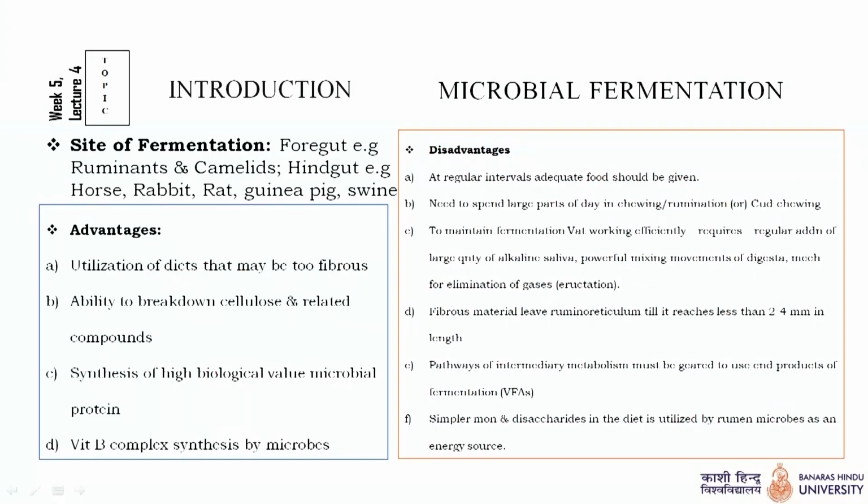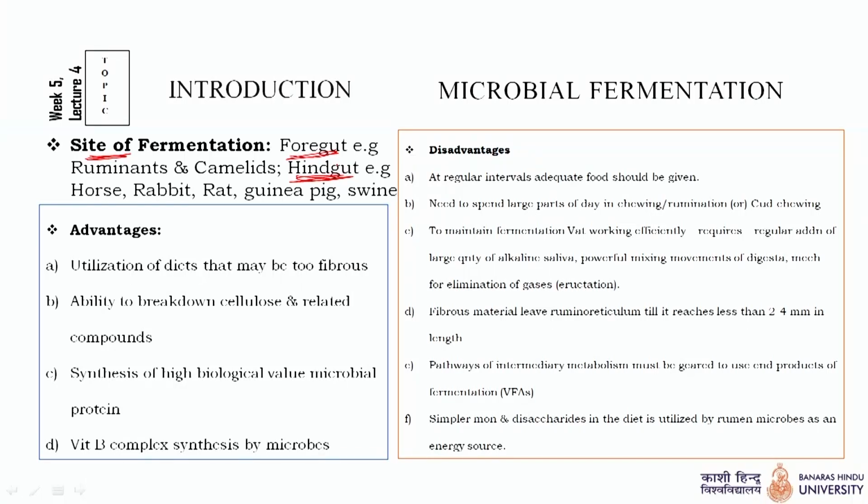Now, when I say fermentation, based on the site of fermentation, the animals are classified as foregut fermenters and hindgut fermenters. Okay, based on the site of fermentation, again the animals are classified as foregut fermenters and hindgut fermenters. Foregut fermenters means, fore means front. That means the gut before the stomach is the foregut.